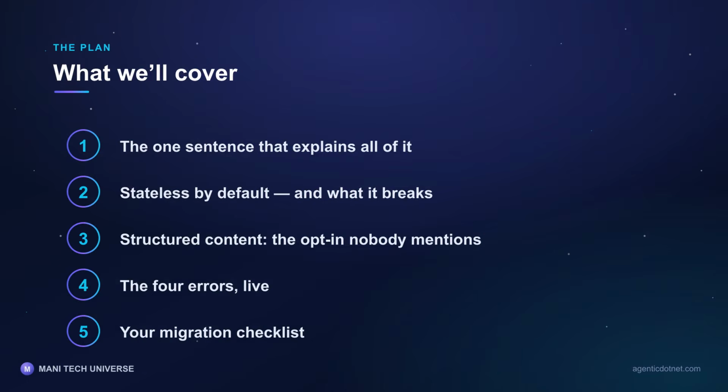5 parts. First, the one sentence that explains every other change in this release. Second, stateless servers, which are now the default, and the one thing that breaks. Third, structured content, and the opt-in that the release notes never mention. Fourth, we go to the terminal, and I walk into 4 errors on purpose, because those errors are the best teacher here. And fifth, a migration checklist you can actually work through.